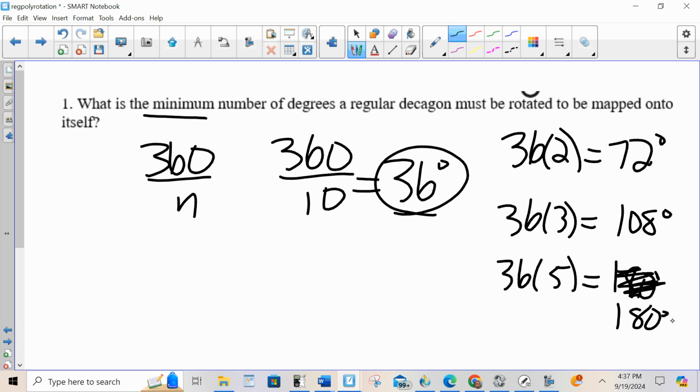Any multiple of that will also map it onto itself. So it's going to come up later in the lesson. So for the minimum rotation, it's 360 over n. Once you have that minimum rotation, if you want to find other rotations that will map it onto itself, any multiple of that will also do it.